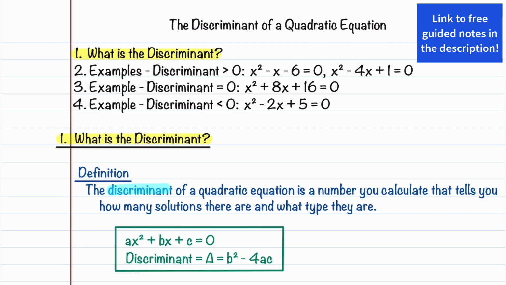The discriminant of a quadratic equation is just a number that you calculate, and it tells you how many solutions there are and what type of solutions they are. We typically write a quadratic equation as ax squared plus bx plus c is equal to 0, and the discriminant, represented by delta, is equal to b squared minus 4ac.